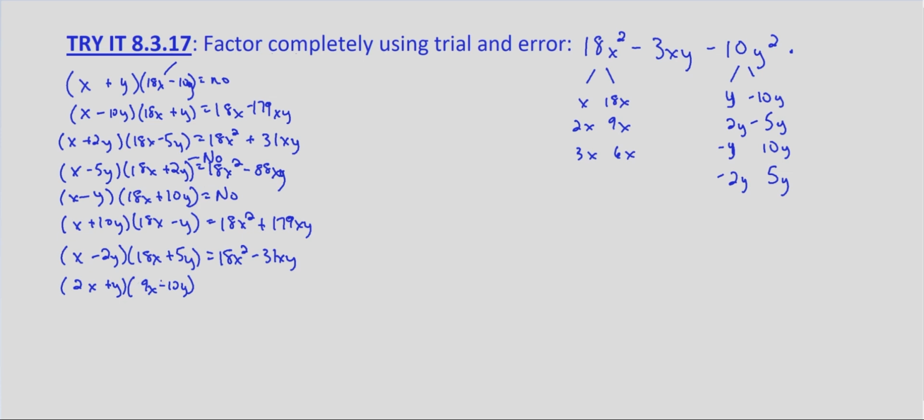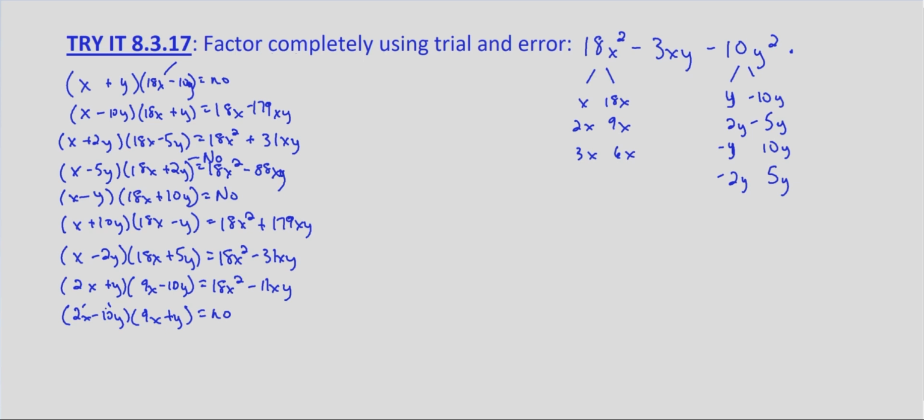No common factors. So 18x squared, and then 2 times negative 10 is negative 20, so negative 20xy plus 9xy is minus 11xy. So we don't need to go on with that one. So we'll switch the second terms around: 2x minus 10y times 9x plus y. We have a common factor of 2 with 2 and 10, so we know that one's a no.